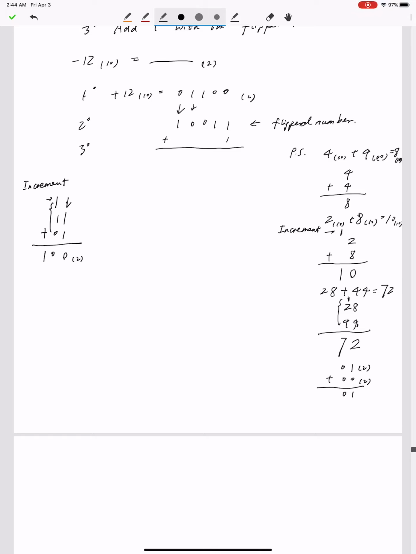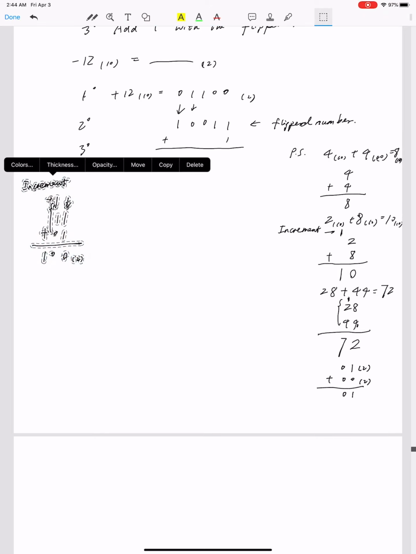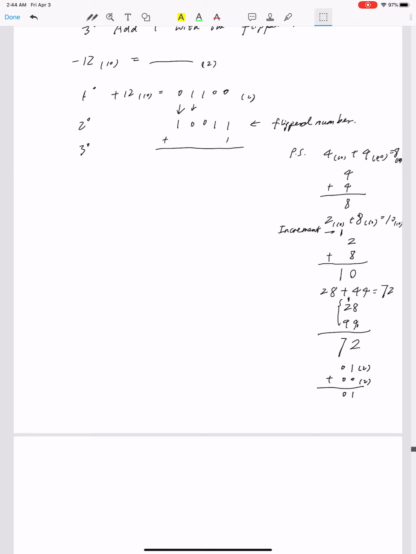Alright, so that's how we handle the binary summations. I will talk more about binary summations in a later class. But here you just need to remember when you have 1 plus 1, you have an increment on the previous digit. Okay. So here let me do the summation.